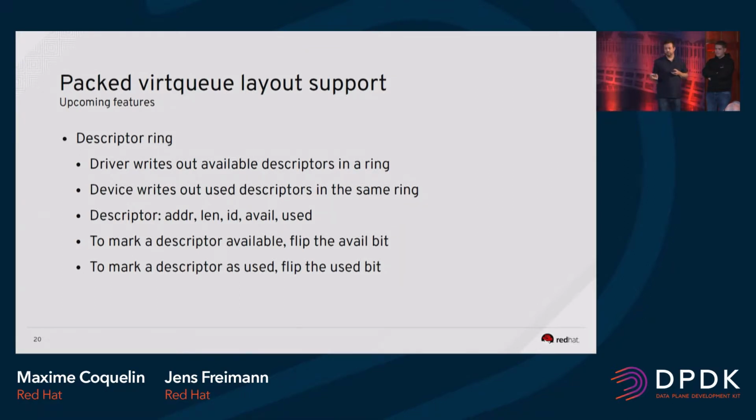A descriptor consists of a few fields: address, length, ID, and then we have flags in the descriptor ring. We have 2 flags, an available flag and a used flag, comparable to the available ring and used ring that we had before. So we basically have this one ring and this one descriptor data structure that contains all the data that we had before spread over multiple data structures. And it fits into a cache line. To mark a descriptor as valid, the driver just flips the available bit. And the host, when it marks a descriptor as used, will flip the used bit.